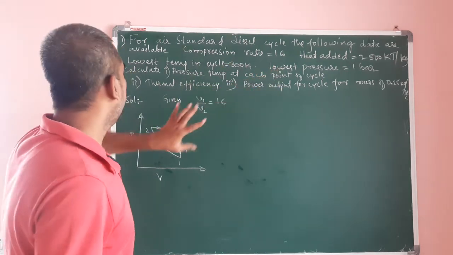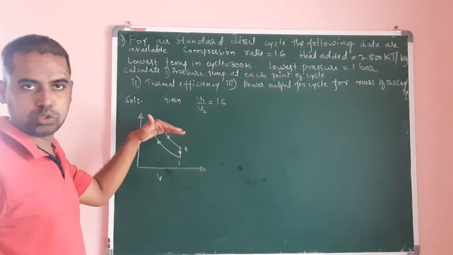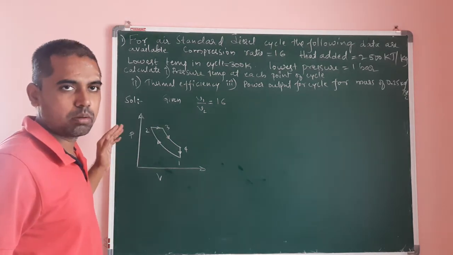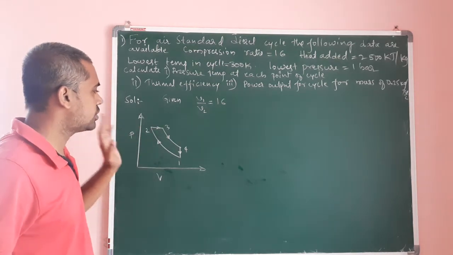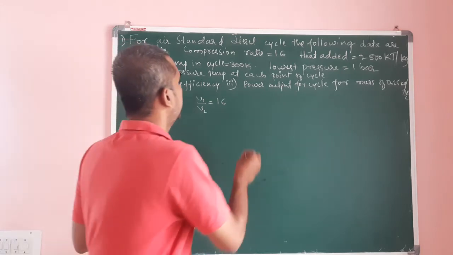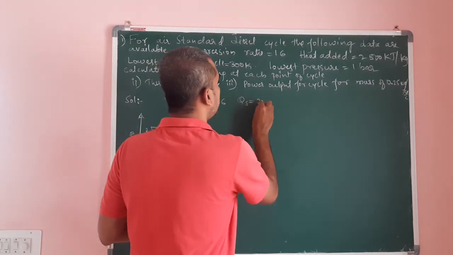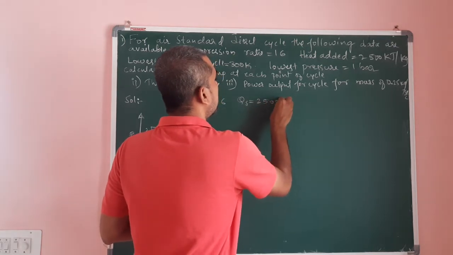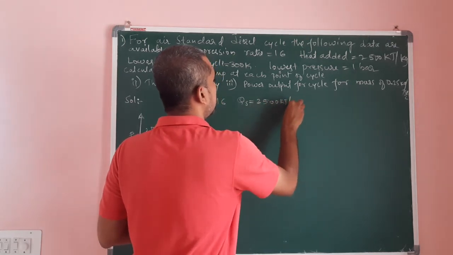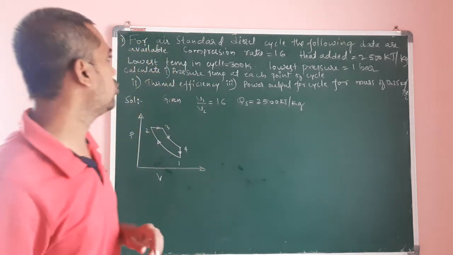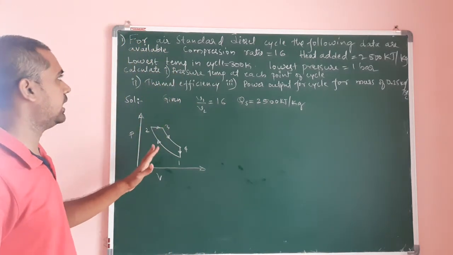Heat is added during the process 2 to 3. 1 to 2 is isentropic compression, and 2 to 3 is constant pressure heat addition. Therefore, I will write it as QS. QS is the heat added. It is 2500 kilojoule per kg. Okay, 2500 kilojoule per kg is the heat added.